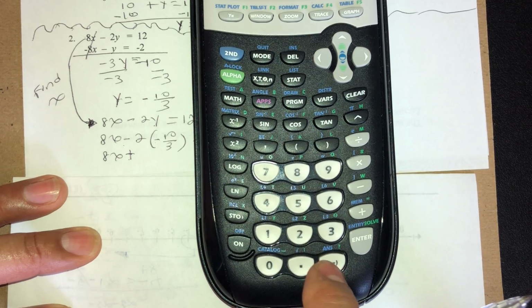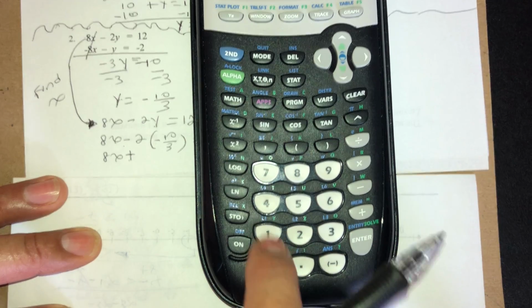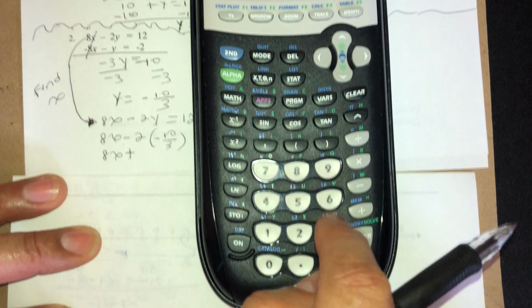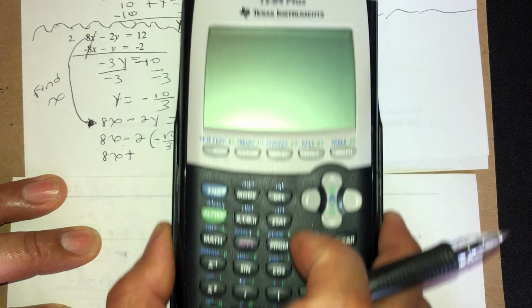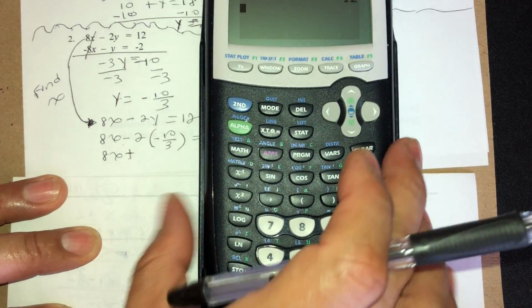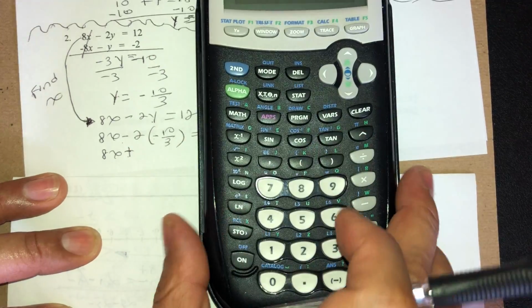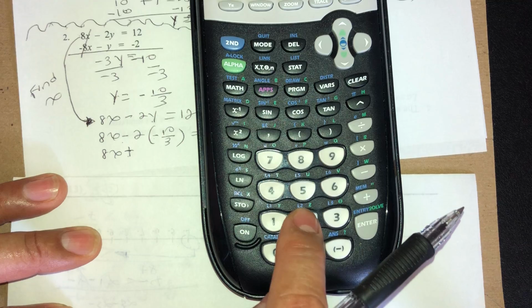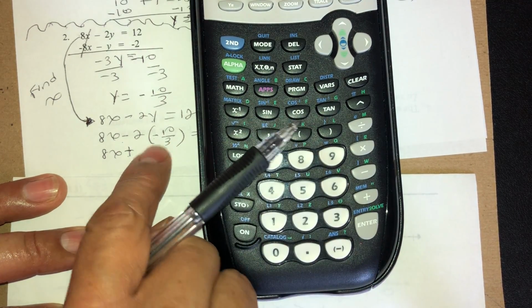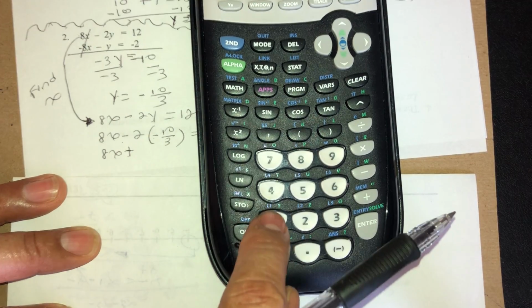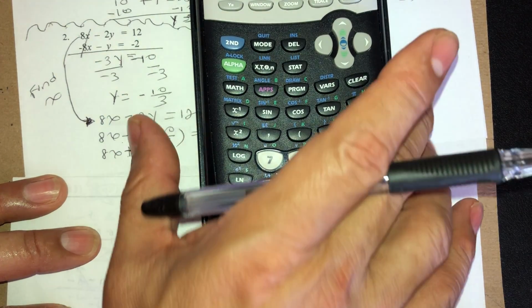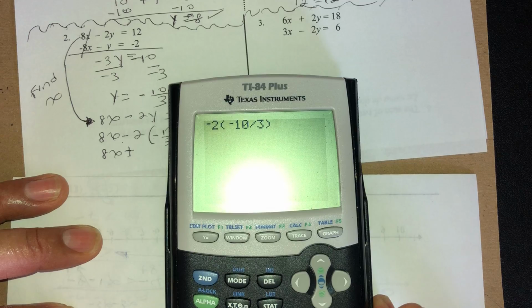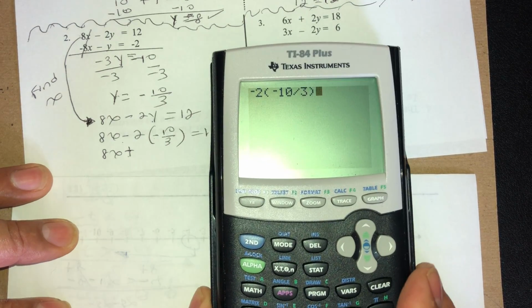Parentheses, negative 10 divided by 3 close parentheses. So this is how it's going to look. Oh, sorry, I didn't put it on, my bad. Let's do it again. Negative 2 parentheses, negative 10 divided by 3 close parentheses. That's how it's going to look. It's going to look like that. I don't know if you see it better.